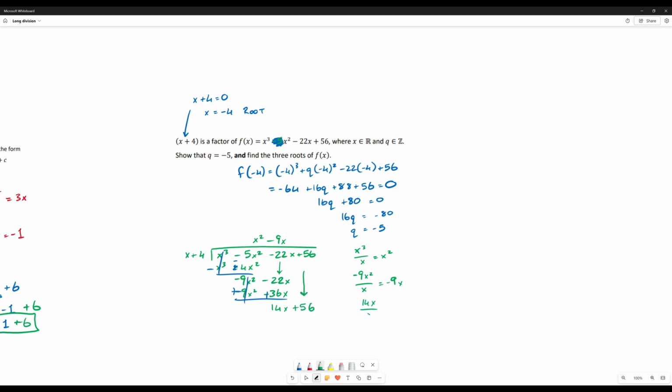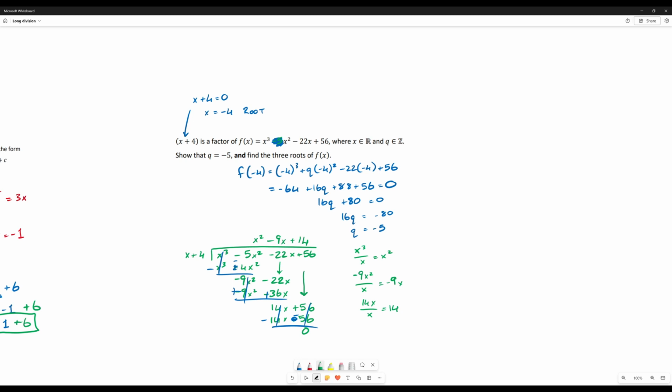14x divided by x is 14. Put the plus 14 up here. Multiply that down. 14 by x is 14x. 14 by 4 is 56. Do this, get rid of him and get rid of him. Wow, you get 0. So you notice we did all that.